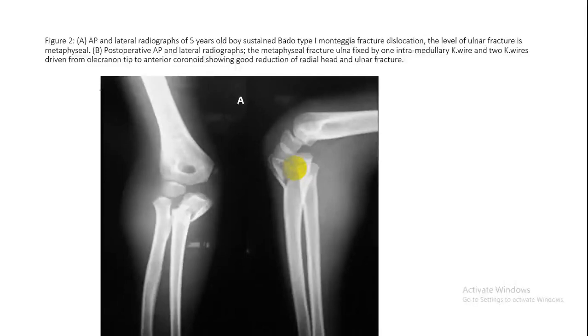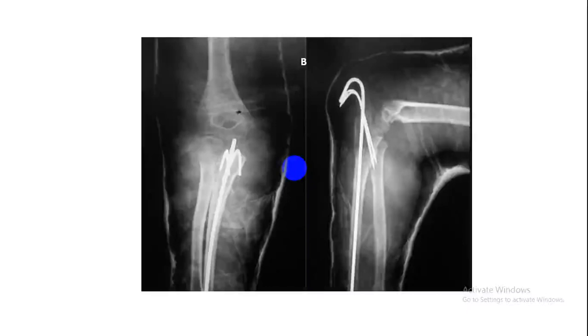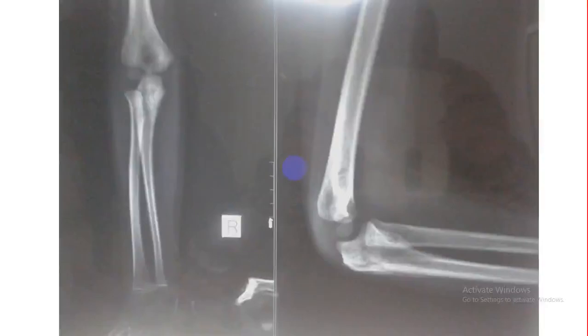This case is Bado type 1, with anterior dislocation of the radial head and fracture of the ulna at the metaphyseal level. In this case, a single intramedullary wire in the ulna with reduction of the radial head is enough. But there is some comminution in the metaphysis, which is why in this case I prefer to put 3 wires: 2 from the tip towards the anterior cortex and 1 intramedullary to improve stability. This is the follow-up X-ray after removal of the wires and healing of the fracture.